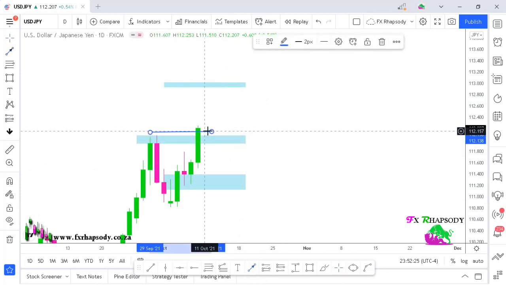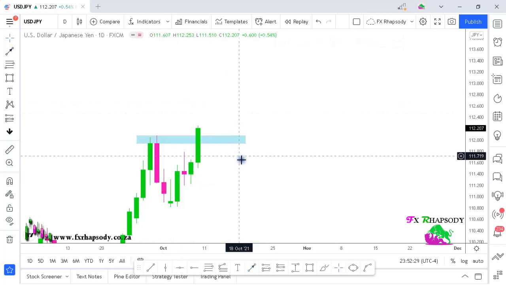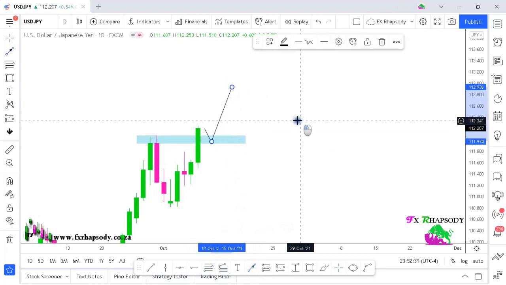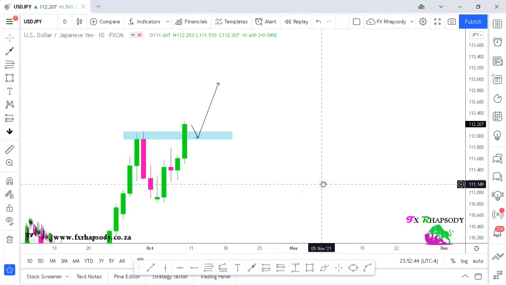This is now again a support and resistance area. Let's just take all of this out. So if you are a support and resistance trader, this might be your possibility. Breaking support, breaking resistance, area turn support, and then move to the upside. So that's, again, guys, high time frame analysis.